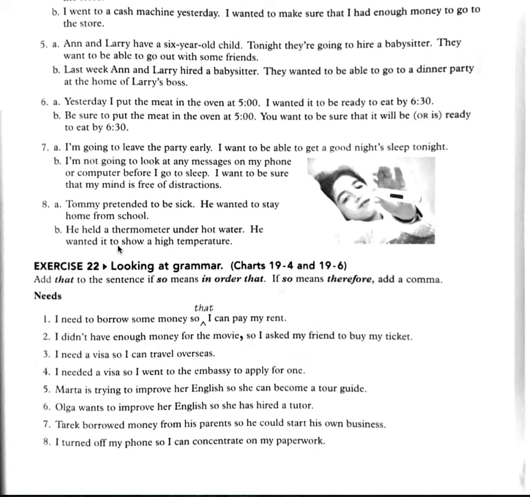So look at number one, look at number two. I need to borrow some money so that I can pay my rent. This is the purpose. Why do you want to borrow money? The purpose, I can pay my rent. This is in order to pay my rent. So you use that. But look at number two. I didn't have enough money for the movie, comma, so I asked my friend to buy my ticket. So means therefore. Let's do number three. I need a visa so I can travel overseas. Does so mean in order that, or does it mean therefore?